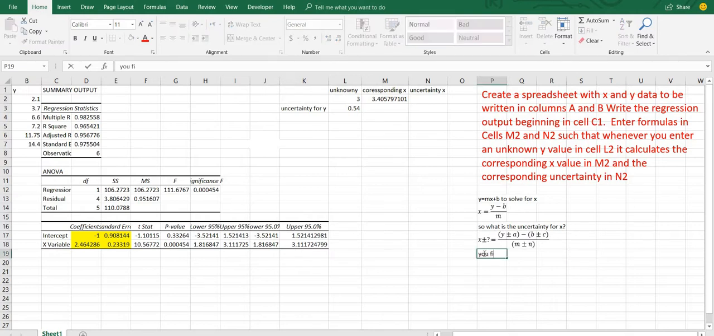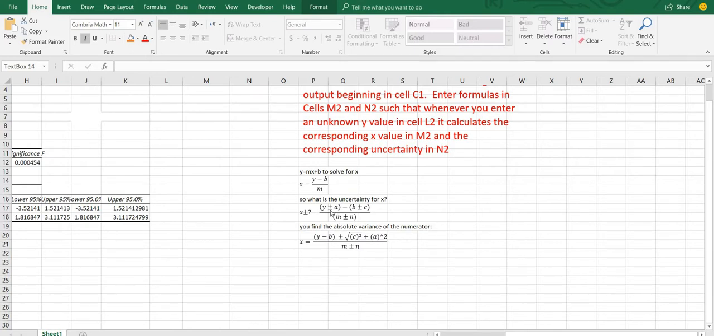So you find the absolute variance of the numerator. You subtract y minus b, and these uncertainties, which are a and c, will be additive. So it will be c squared plus a squared, and they're all under a square root. And we keep the denominator the same for now.